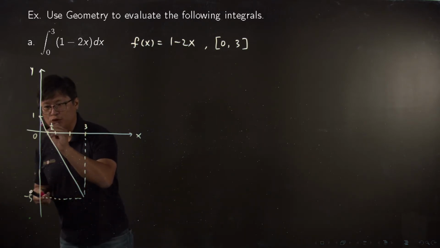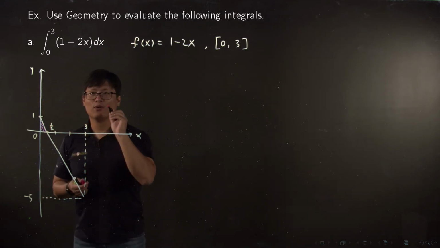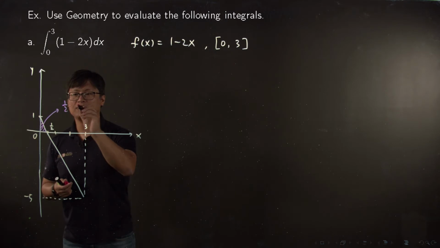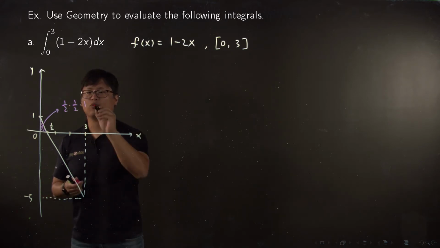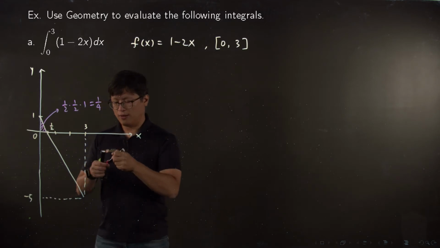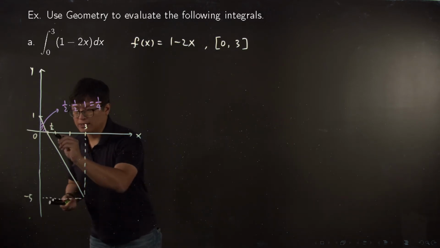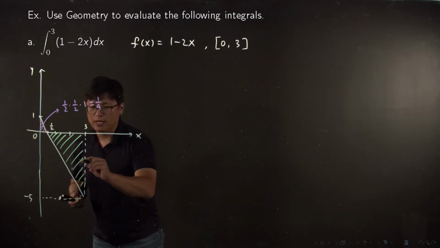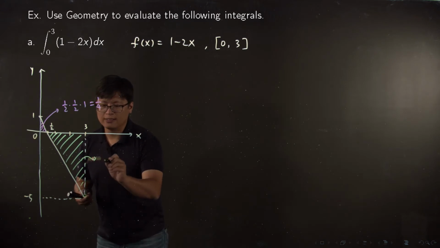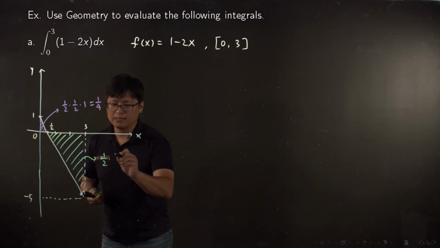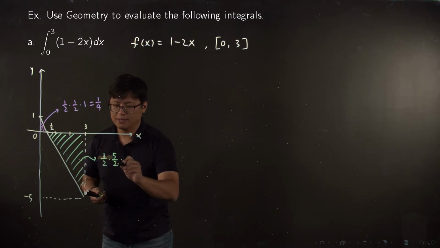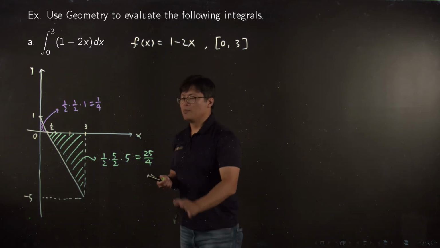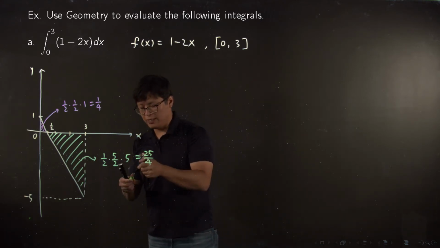First of all, this small triangle. What is the area of a triangle? 1/2 times base times height, right? So this one is 1/2 times base 1/2 and height 1, which is 1/4. And then what about this part? From 1/2 to 3, it is negative function value. Anyway, let me find this area first. That is 1/2 times base times height, which is 25/4. But for the definite integral, this part must be negative.